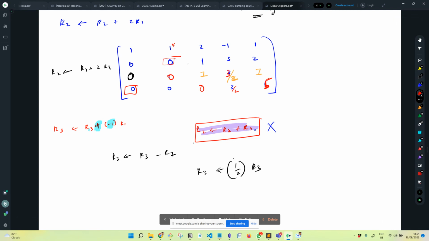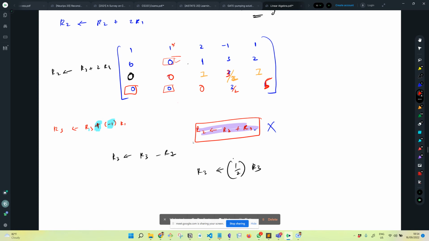Now, what would have happened if this entry were non-zero? Then you will unnecessarily disturb this 0. This 0 will become non-zero again, right? Now, just because the pivot, the second entry of second column happened to be 0, you can also do R4 equals R4 minus some scalar multiplication times R2. That is also perfectly valid.